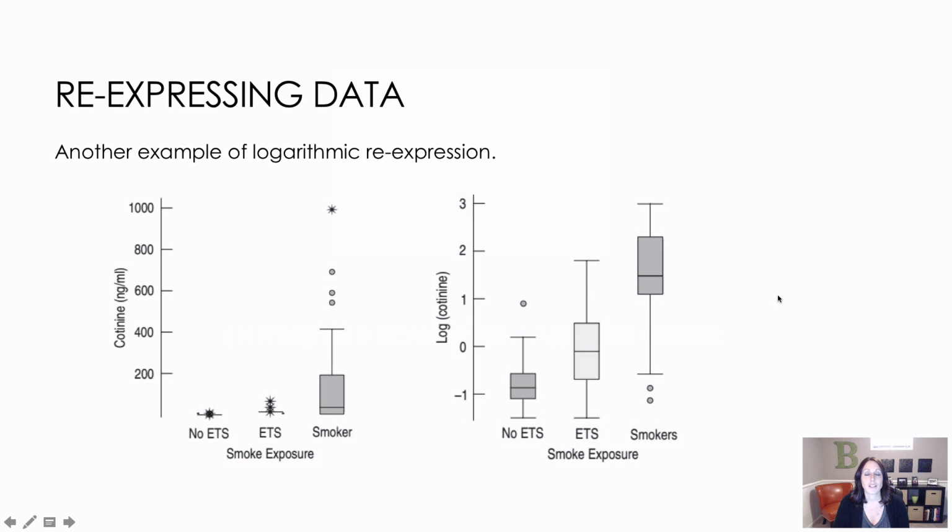You won't ever have to actually re-express the data. In my stat lab, what they will do is they will ask you which is the best re-expression. So remember that our goal with re-expression is to create a unimodal and symmetric distribution. So whichever is closest to that is the one that you would choose.